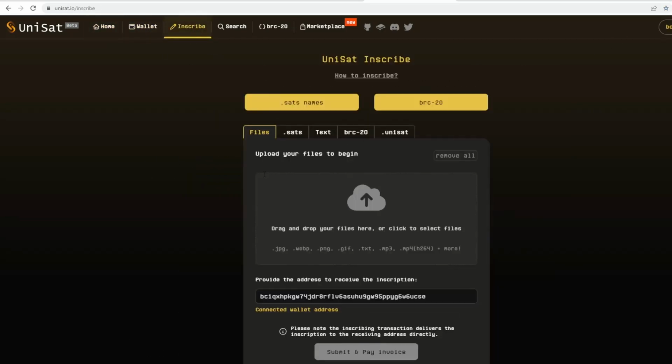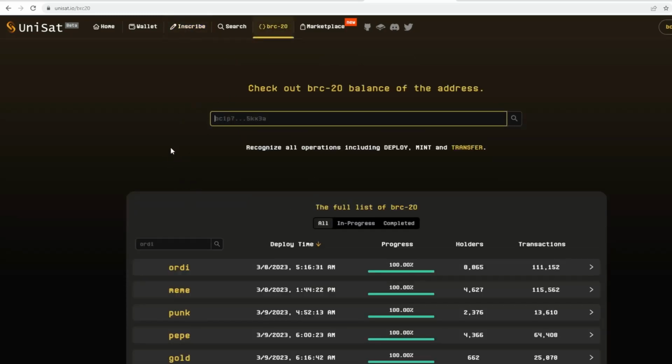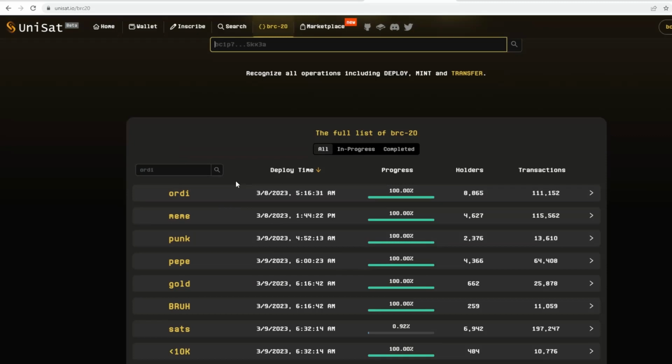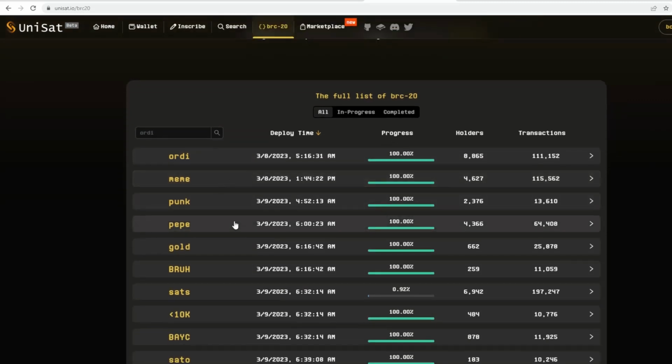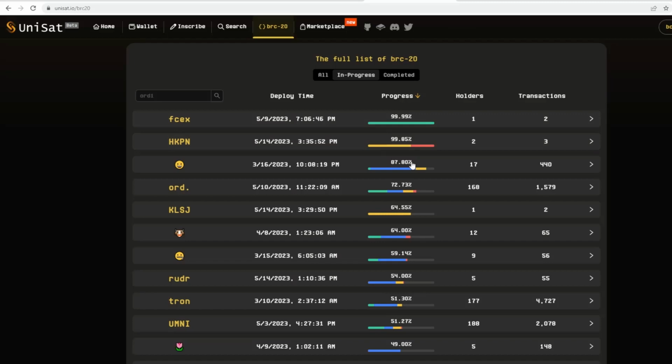And here, if you want to inscribe, you can. It gives you a breakdown of the sats here, BRC20. So it's very simplified in terms of how to upload any files. If you want to check for an existing BRC20, you can take a look at all the existing ones right now. You can look at the ones currently in progress. In progress shows you the progress, the holders, and the number of transactions.